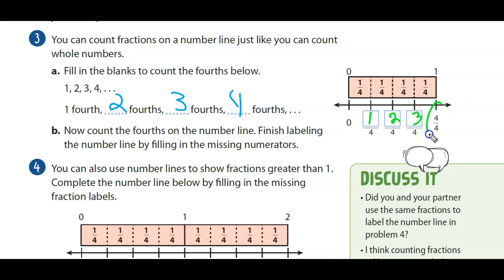Do you notice this fraction right here? 4/4. What does that equal? 1. Okay. So any number, if the denominator and the numerator are the same, 5/5, 6/6, 7/7, if the numerator is the same as the denominator, it's always going to equal 1. Just FYI.